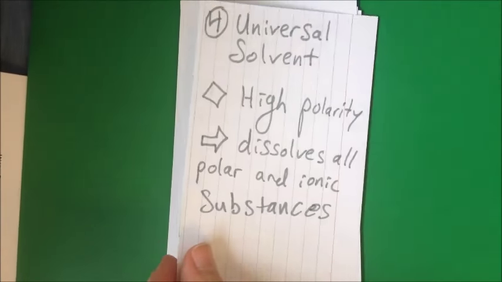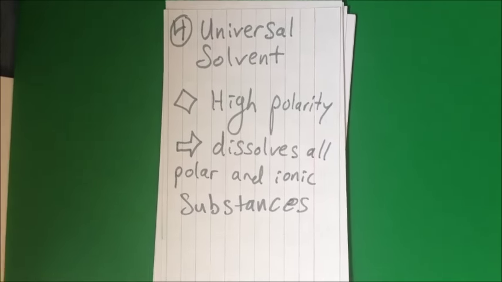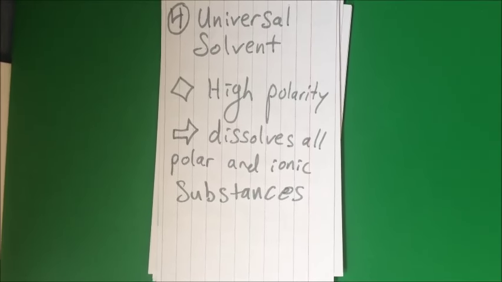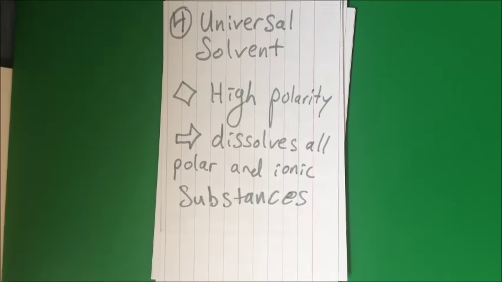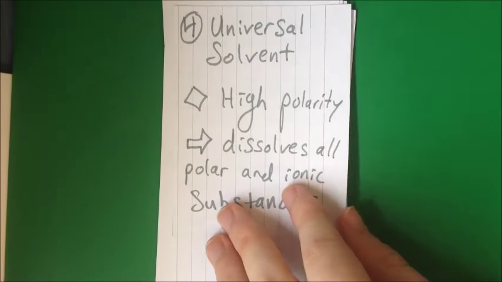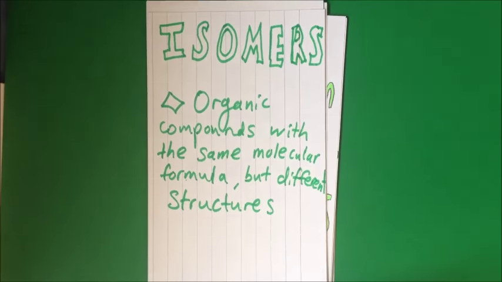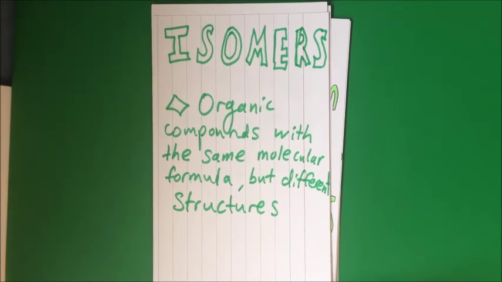The fourth property, the observation that water is the universal solvent, is caused by water's high polarity. The polarity allows water to dissolve all polar and ionic substances. Next up are isomers. Isomers are organic compounds with the same molecular formula, but different arrangements or structures.